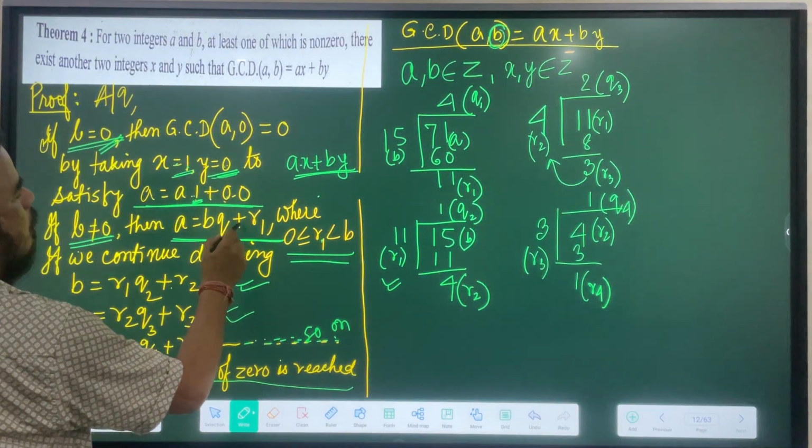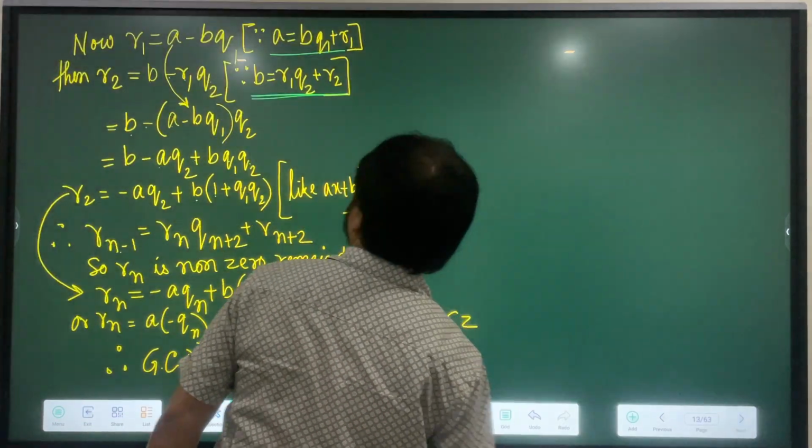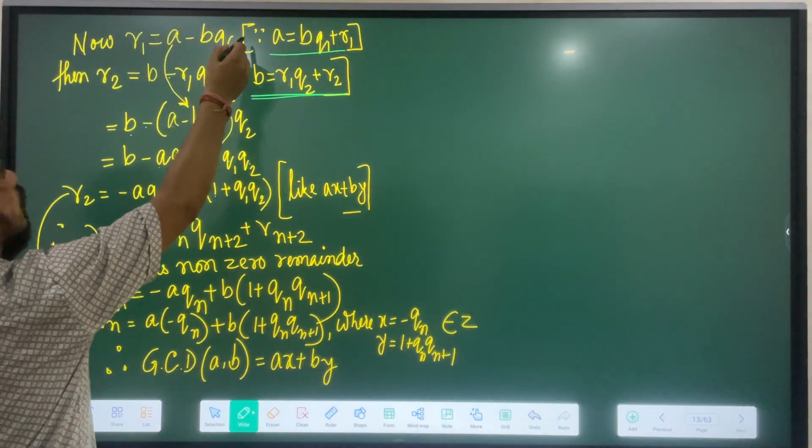A equals BQ1 plus R1. R1 equals BQ1 will go that side. So this is what was just repeated here. A equals BQ1 plus R1. So R1 equals A minus BQ1.